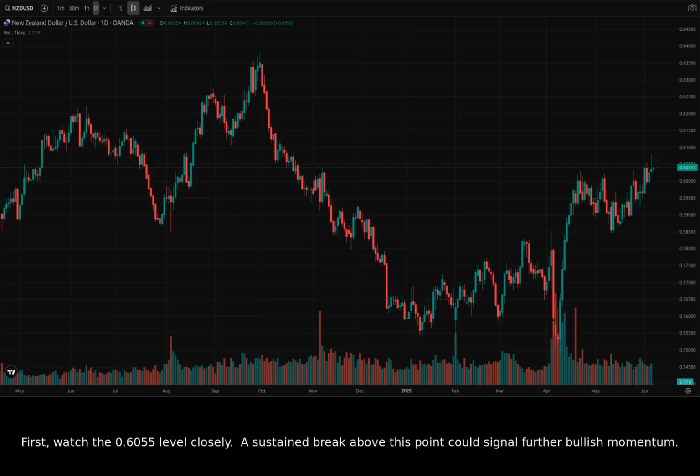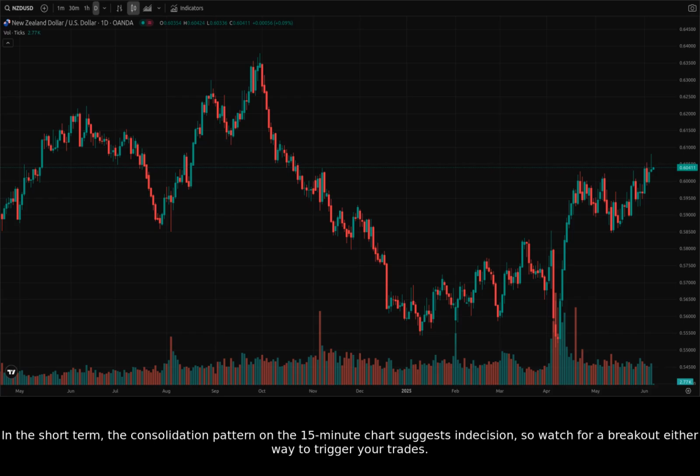First, watch the 0.6055 level closely. A sustained break above this point could signal further bullish momentum. The 0.59 level remains a critical support zone. Failure to hold this level could indicate a bearish reversal. In the short term, the consolidation pattern on the 15-minute chart suggests indecision, so watch for a breakout either way to trigger your trades.